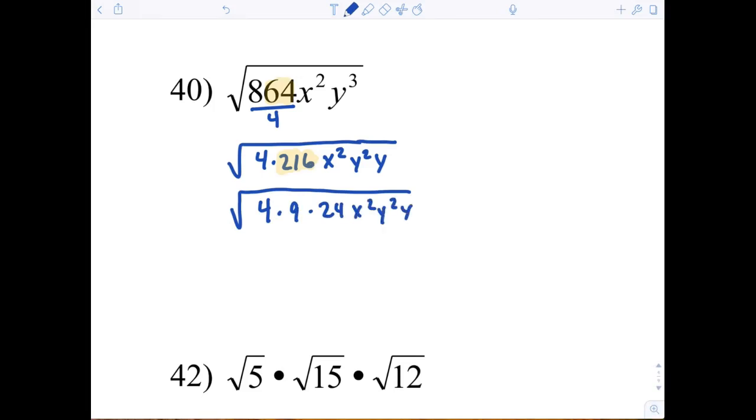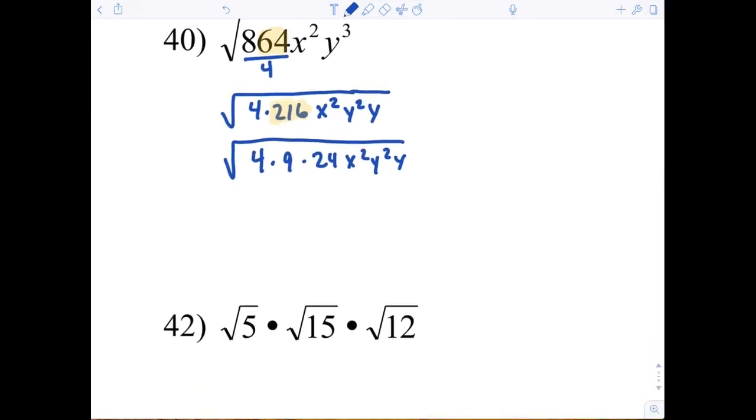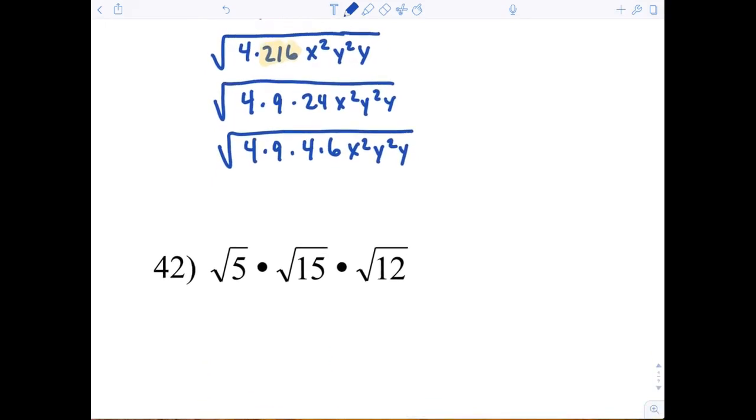So look what I'm doing, guys. It's kind of annoying, but it's good. Now, is there a perfect square in 24? Yes. 4 times 9 times 4 times 6, x squared, y squared, y. There's going to be one big one on the test where you have to break it down. Is everybody okay with that right there?